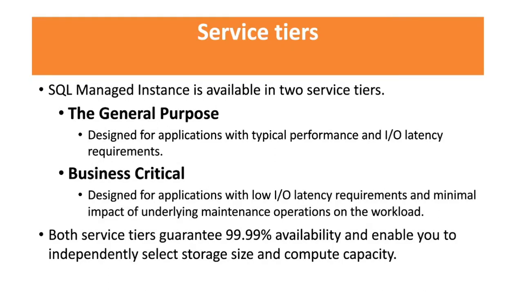And again, if you are using General Purpose, maybe it will cost you a little less. If you're using Business Critical, that means it will cost you more. Based on the requirements and the workload of your application, you have to choose the service tier. Both service tiers guarantee 99.99% availability and enable you to independently select storage size and compute capacity. So basically availability, you will get 99.99% in both service tiers, either you choose General Purpose or Business Critical.